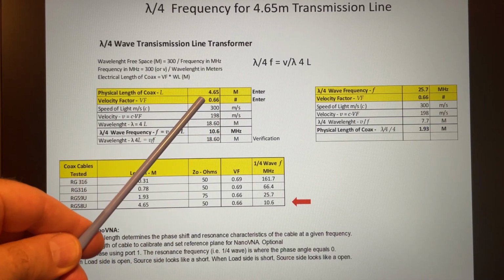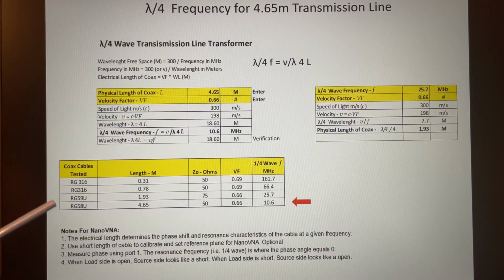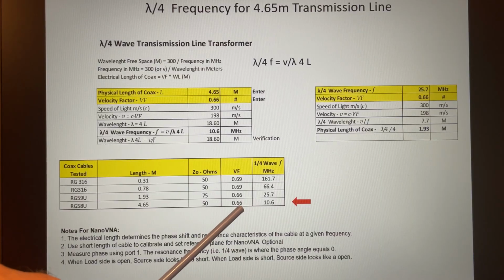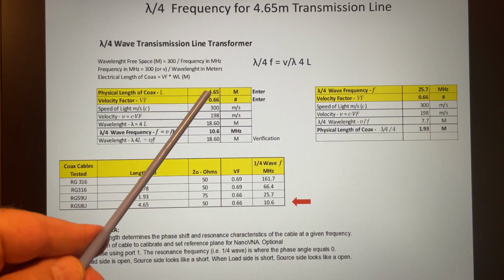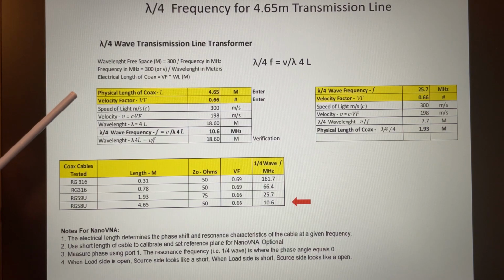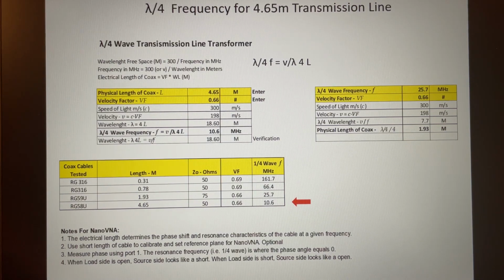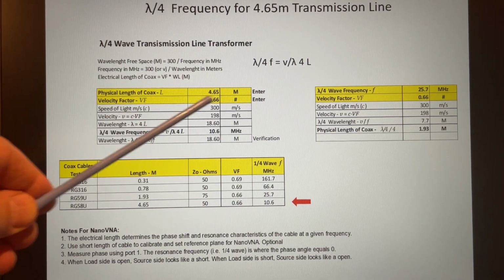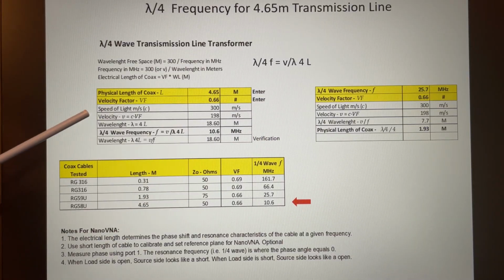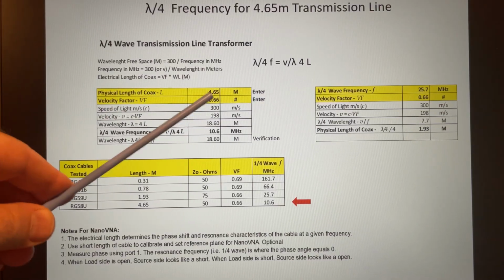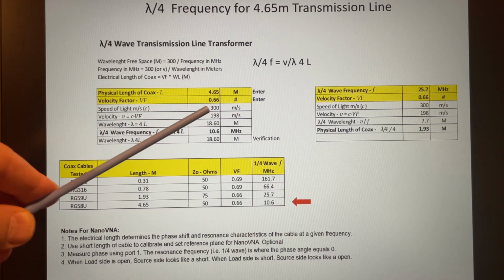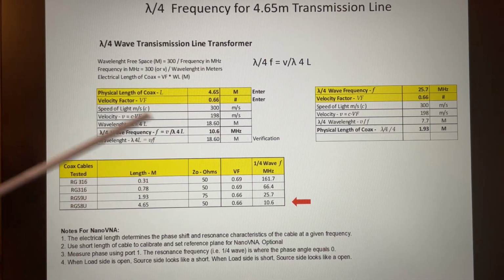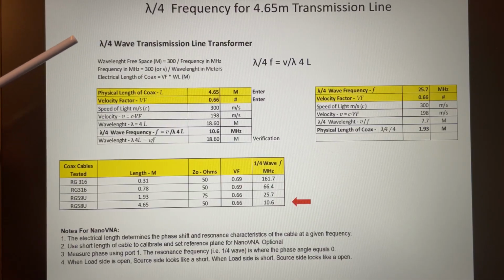Here we enter the velocity factor. We're using a section of RG58U, which has a velocity factor of 0.66, so that's entered there. And then what's the speed of an RF signal? Basically the speed of light, so it's 300 meters per second. To determine the speed through the coax cable, we take 300 times 0.66, and that gives us 198 meters per second. So obviously it slows down as it's flowing through the coax wire.